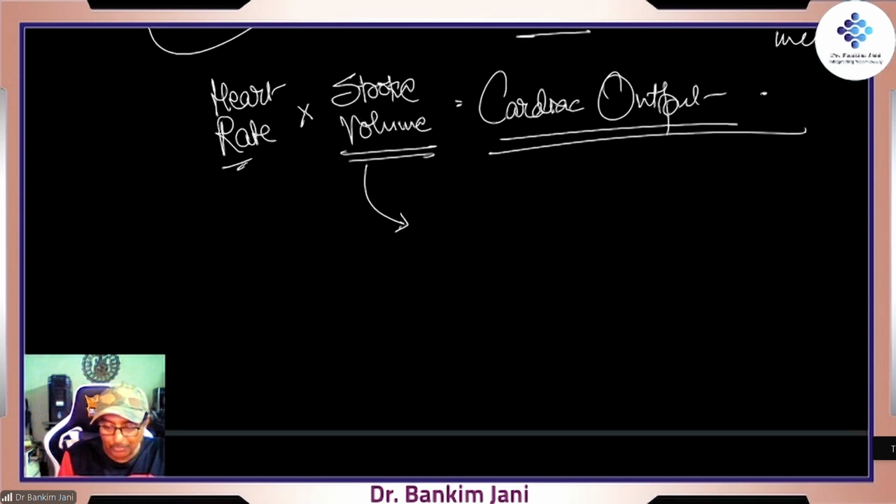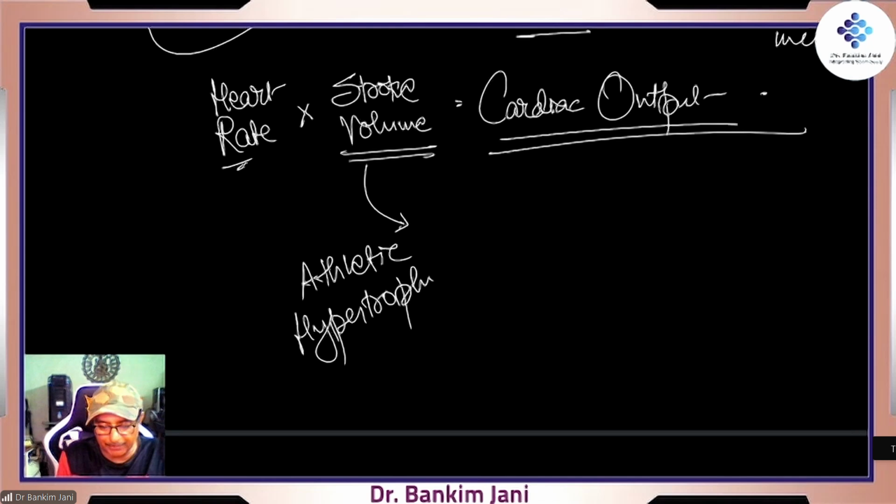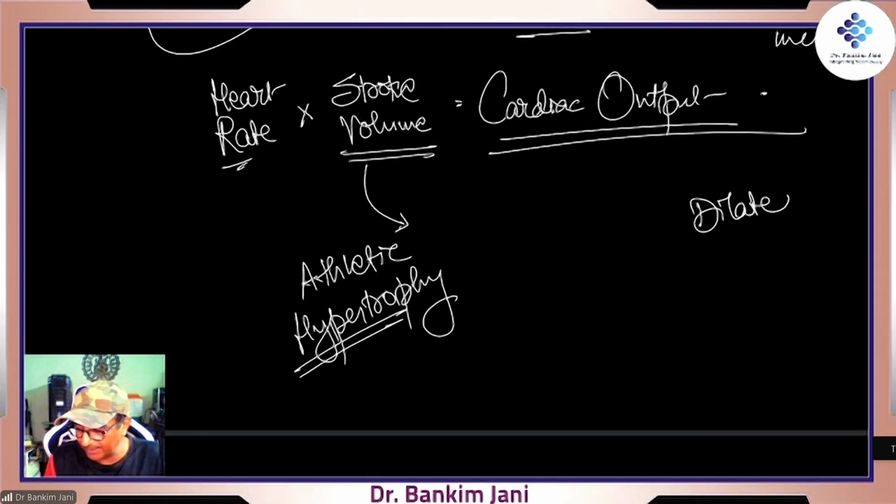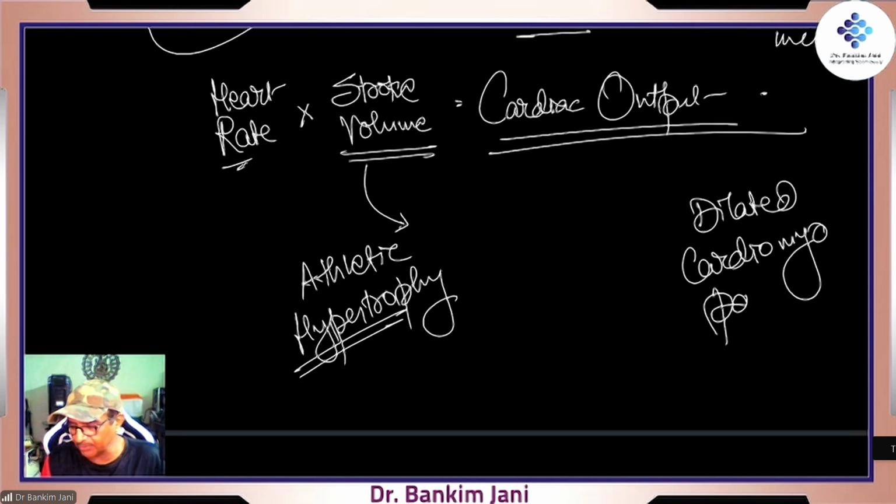Right? So when the ventricle is powerful, that leads to what is called athletic hypertrophy. So not every hypertrophy of the muscle is bad. Right? This is totally different as compared to what is called dilated cardiomyopathy. Right? I'll just draw it. It is pretty easy to understand.